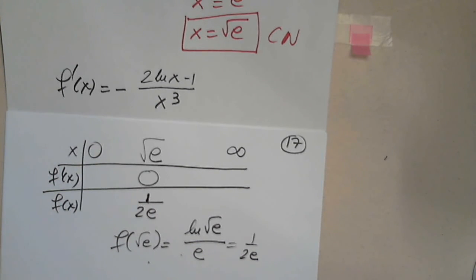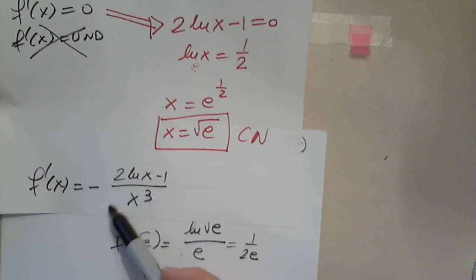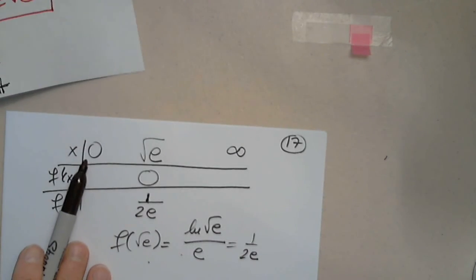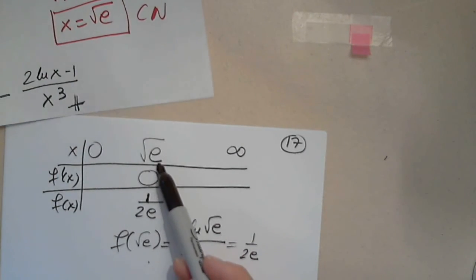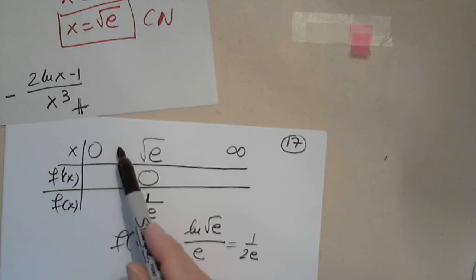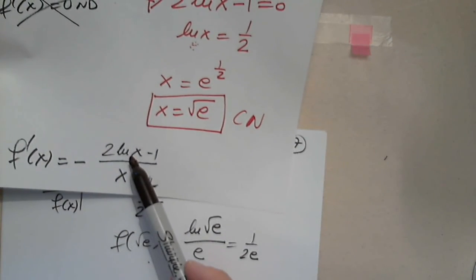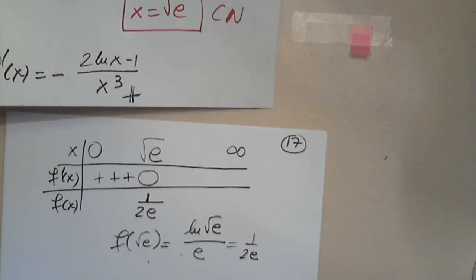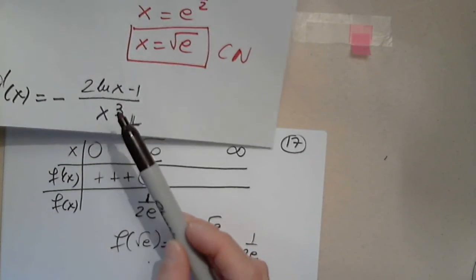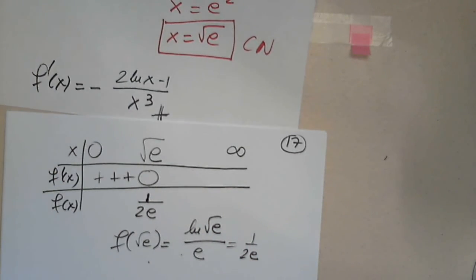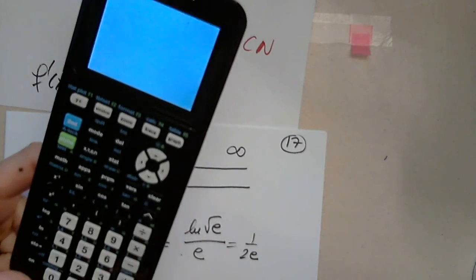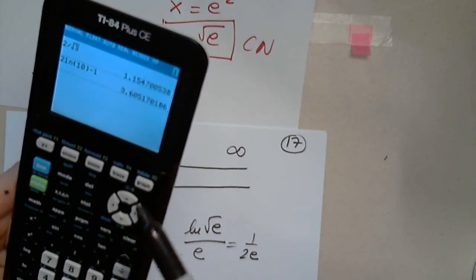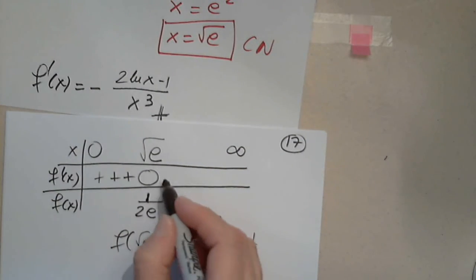Okay, so I am not going to plug in anything here because this is positive no matter what. I will only plug in here. I cannot plug in 0. The square root of e is more than 1. So 1 is here. So when I plug in 1, this is 0 minus, minus, positive. When I plug in 10, 2 natural log 10, and then minus 1, I get a positive number, but there is a minus in front.